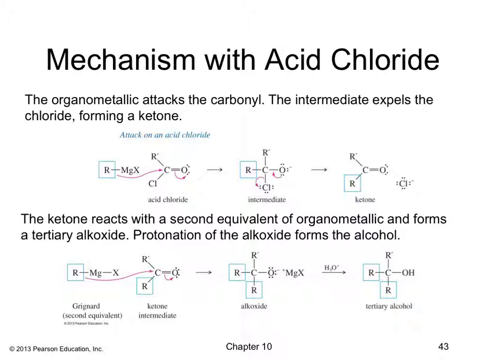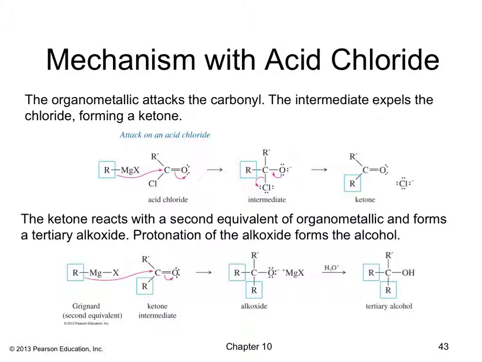In terms of mechanism with acid chlorides, again, the Grignard reagent separated as R minus MgX plus. Electrons from that will attack the carbon, kick electrons to the oxygen, and then this intermediate is formed. However, since chlorine is a really good leaving group, electrons from the oxygen will come down, kicking it off, generating the ketone and the chloride.